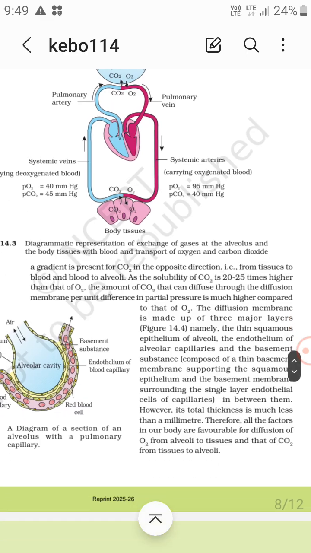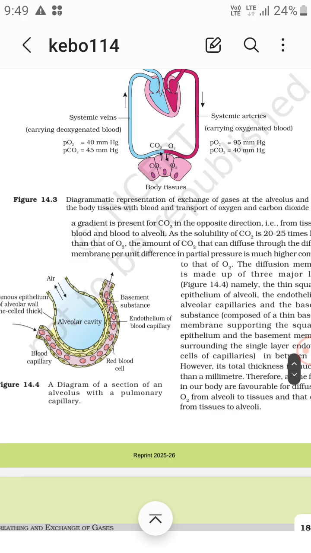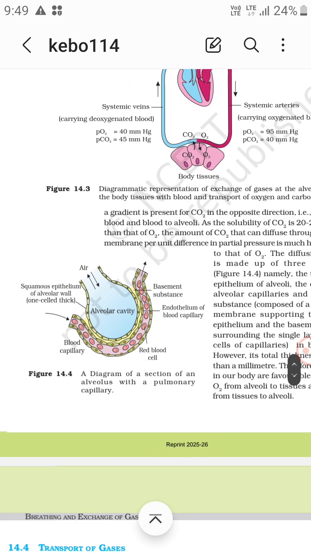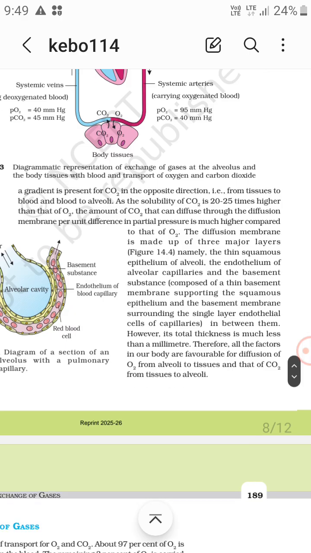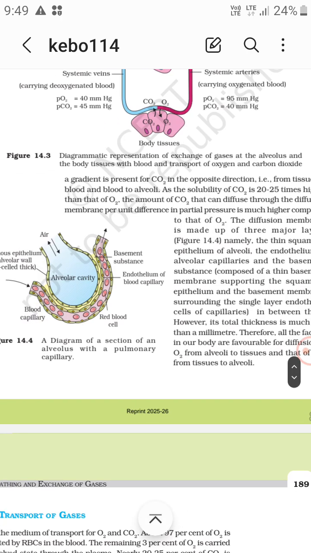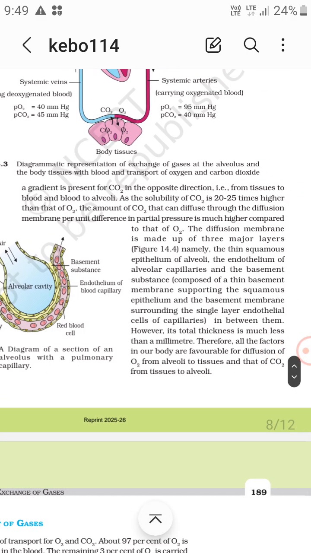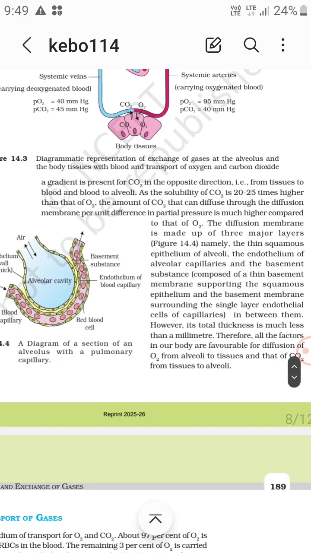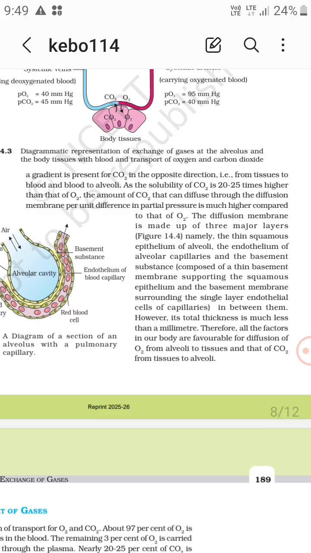The diffusion membrane is made up of three major layers, namely the thin squamous epithelium of alveoli, that is a single cell. You can see in the diagram, the squamous epithelium of the alveolar wall is one cell thick, okay. Then the endothelium of alveolar capillaries, as you can see, and the basement substance that is present between them, composed of a thin basement membrane supporting the squamous epithelium of single cell.